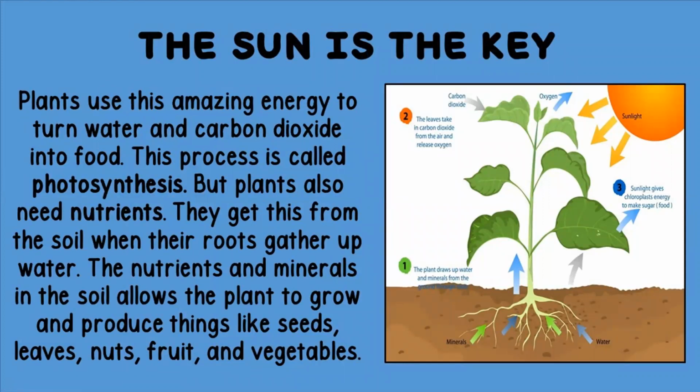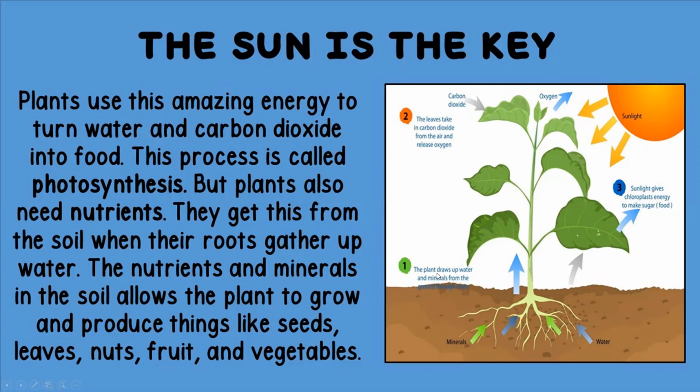Plants use this amazing energy to turn water and carbon dioxide into food. This process is called photosynthesis. But plants also need nutrients. So they get this from the soil when their roots gather up water. The nutrients and minerals in the soil allow the plant to grow and produce things like seeds, leaves, nuts, fruits, and vegetables.